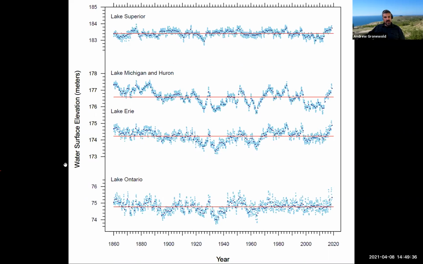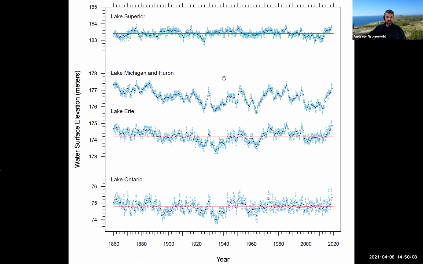And then on the vertical axis here, we see surface water elevation in meters relative roughly to sea level. All of the vertical numbers here are scaled on a similar scale so we can compare apples to apples. And then for each lake or lake system, we have 3 data sets. We have a light blue dot that represents the monthly average water level, a dark blue dot that represents the annual water level, and then a red line that represents the long-term average.